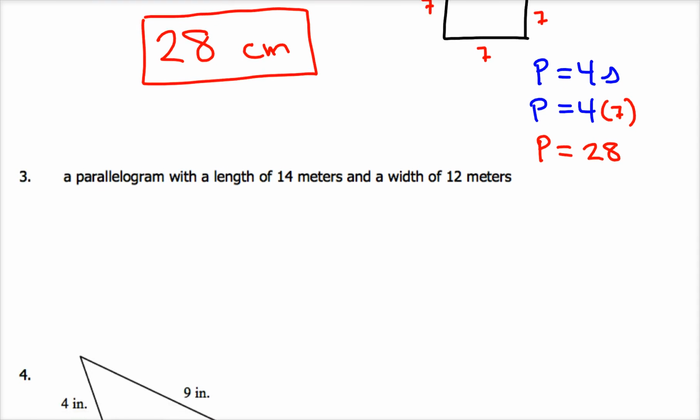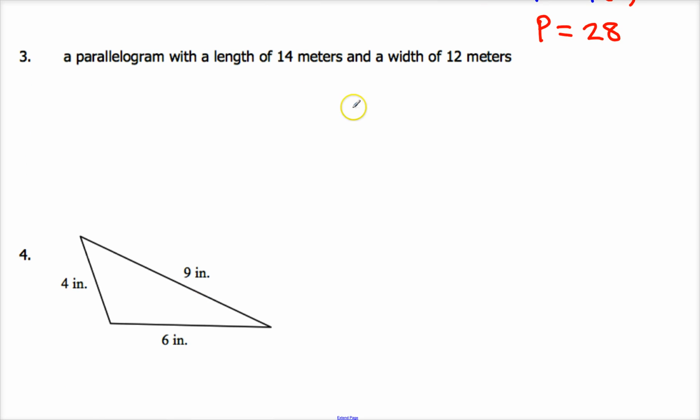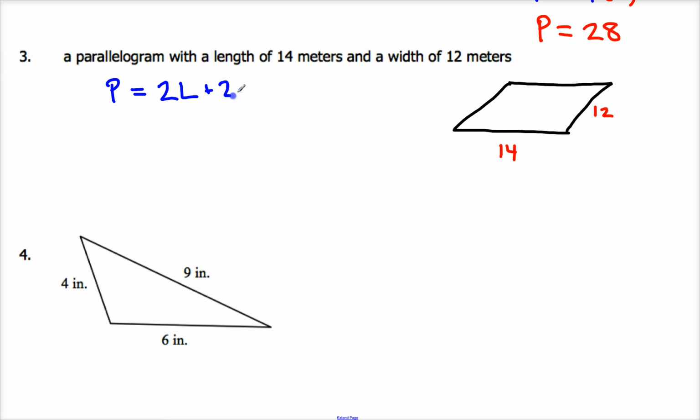For number 3, we have a parallelogram with a length of 14 meters and a width of 12 meters. Again, we'll go ahead and draw our shape so we can get a visual picture of this parallelogram. The length of our parallelogram is 14 meters, so we'll let the longer side be 14. The width is 12 meters, so the other side will be 12. The perimeter formula for a parallelogram is the same as a rectangle: P equals 2 times L plus 2 times W.